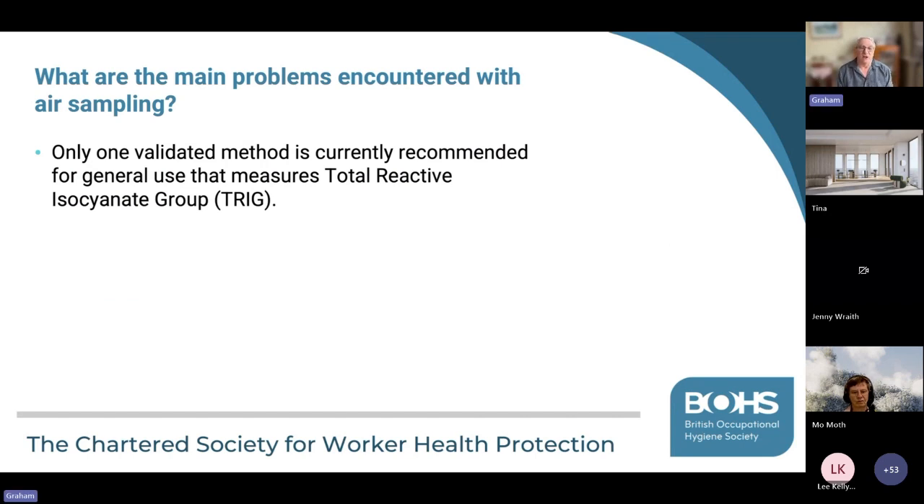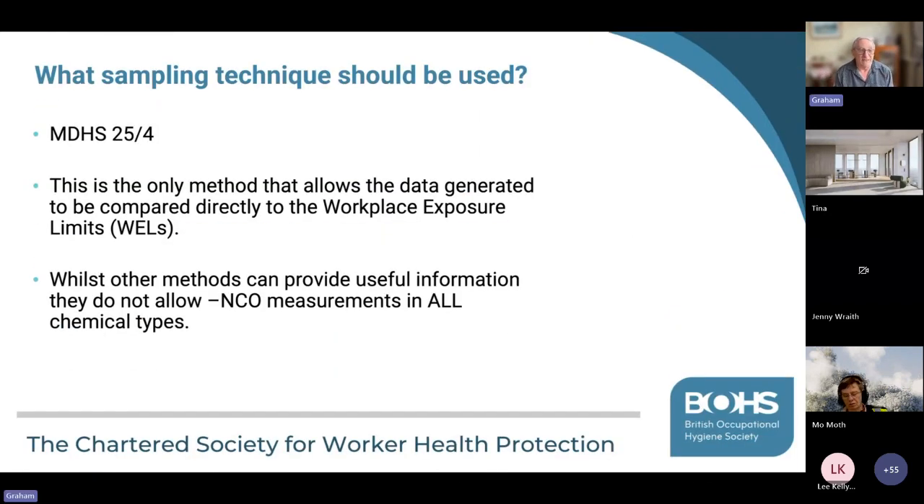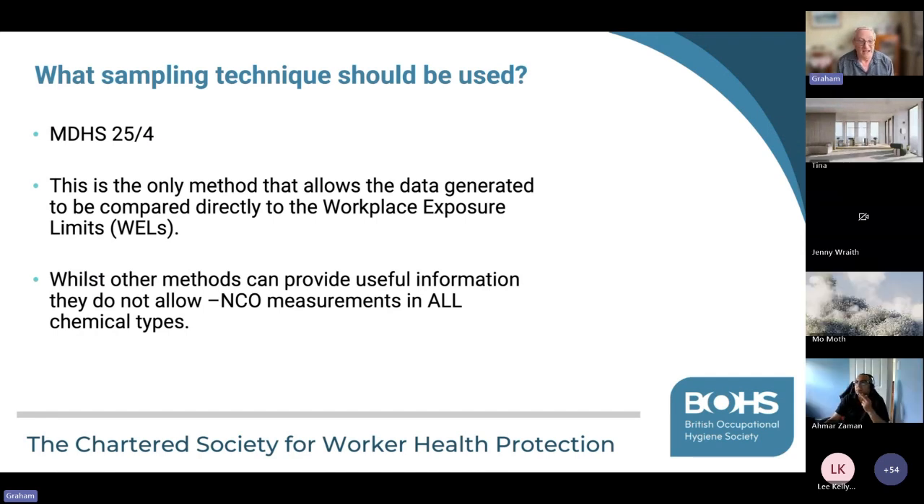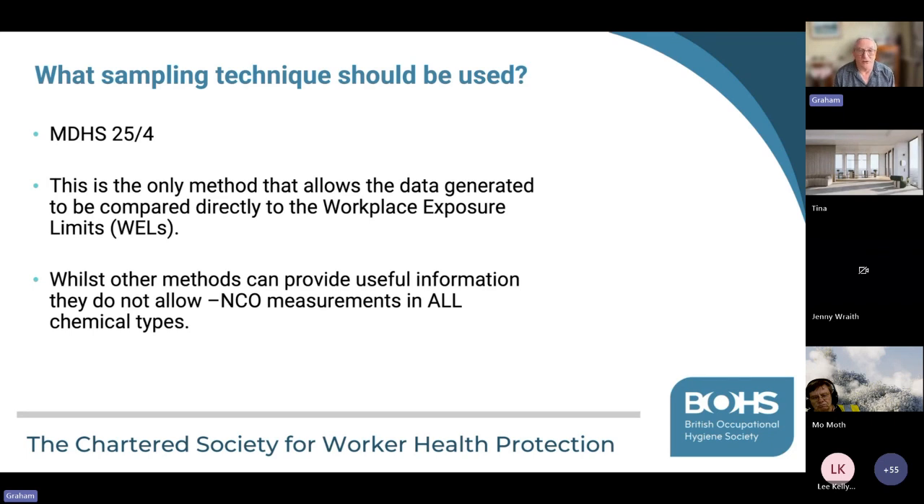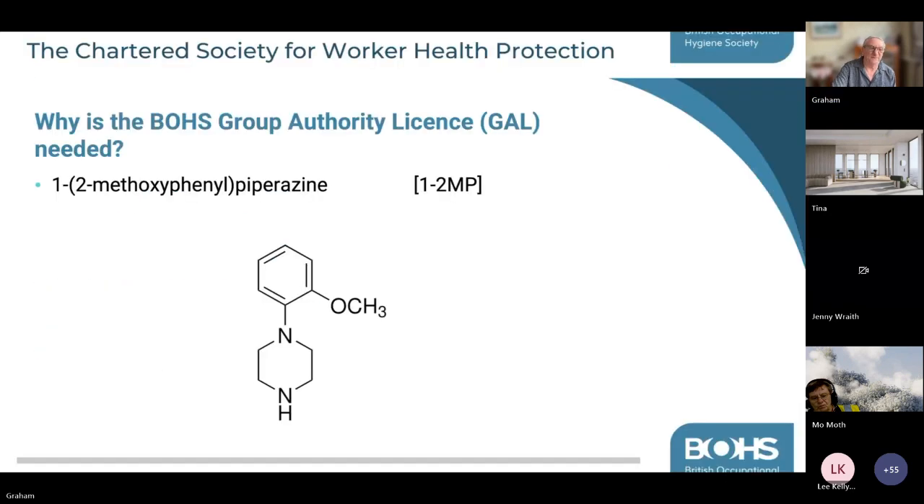At the present moment in time, there is only one method that's recommended that will measure the total reactive isocyanate group, TRIG. If we're going to be able to compare the data that we generate to the workplace exposure limit, we need to be monitoring TRIG. That recommended method is MDHS 25.4, and it's the only method that allows us to compare directly to the limit. There are other methods out there that do allow you to measure isocyanate levels, but none of these look at isocyanates in all the various forms you could encounter. That doesn't mean to say that these methods aren't worth using, but you need to be sure that the isocyanates that you're going to expose workers to are ones that are detected by that method and no others.